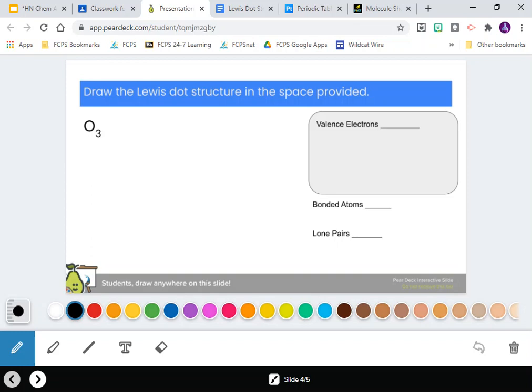All right, so ozone. How many valence electrons for O again? 6. Add 6 times 3 because there's 3 of them, so now we have 18 to work with. Which one goes in the center? It's kind of a silly question, but I wonder, right? It has to be O. Very good. We're going to put O in the center since there's only 3 O's, and we're going to attach the other O's.